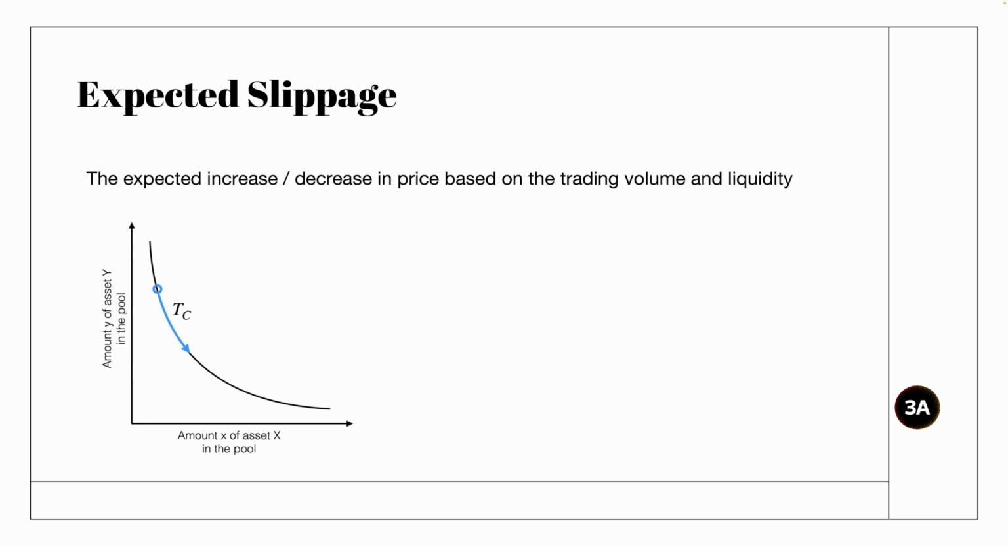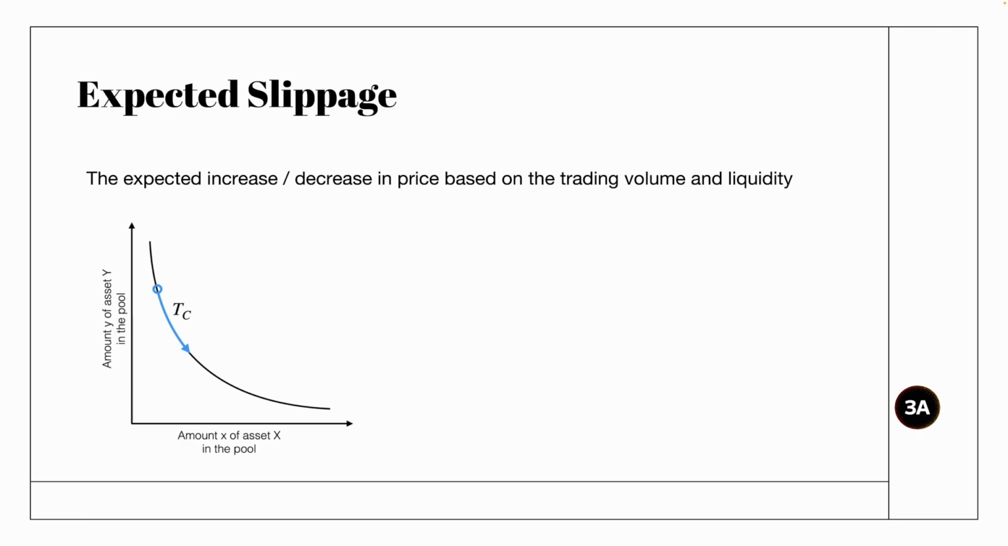What happens to the price? The price is actually changing while you move on this bonding curve. So the initial price at the very top is very different from the one in the middle and basically gets worse the bigger your trade is.